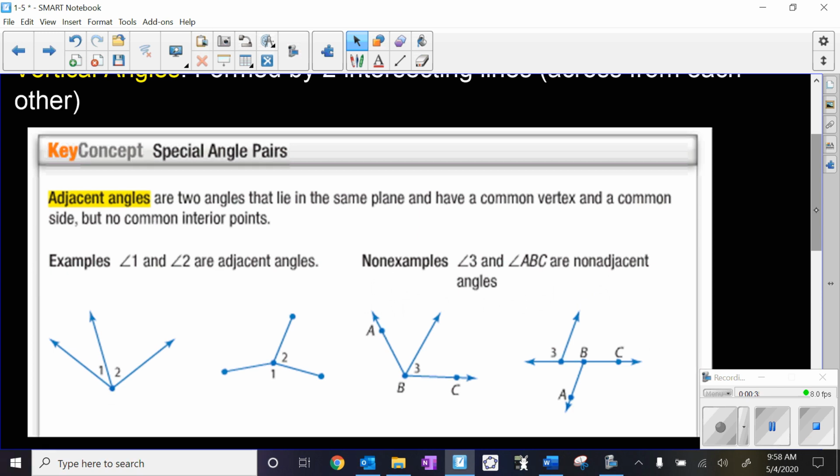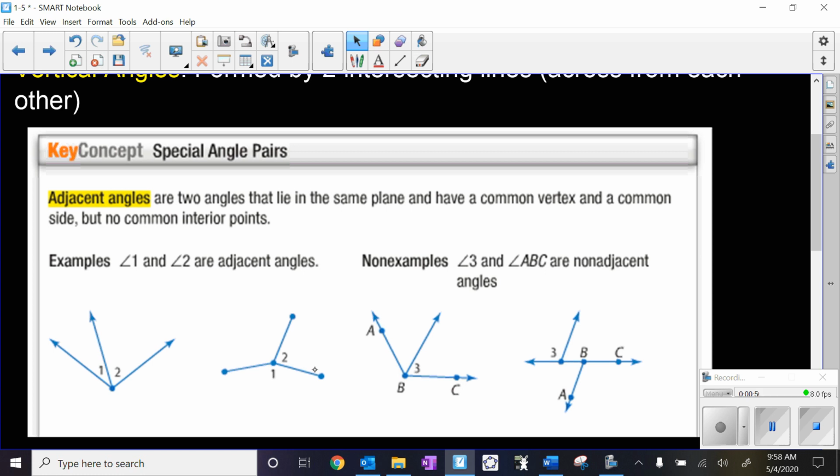So for example, angle 1 and angle 2, those are adjacent. They share a vertex, they share a side. These angles right here, angle 1 and angle 2, those are also adjacent. They share that vertex and they share this side.